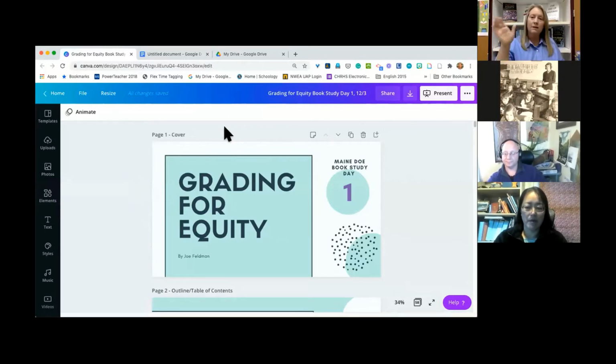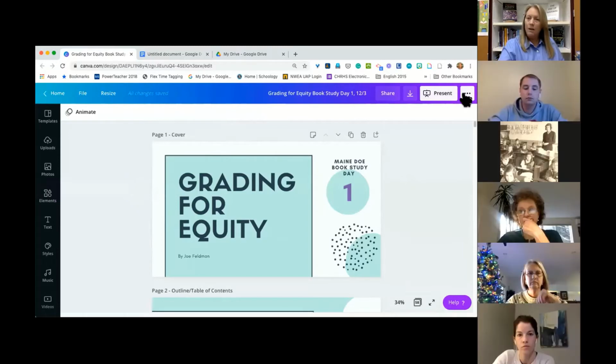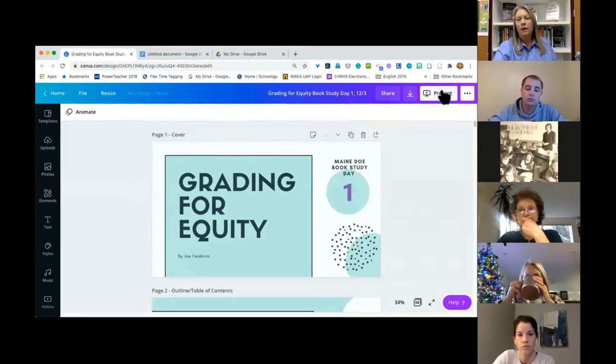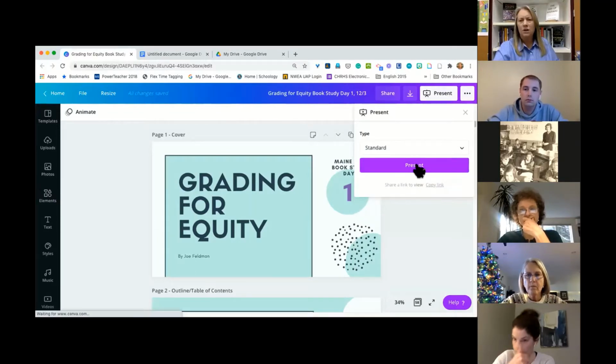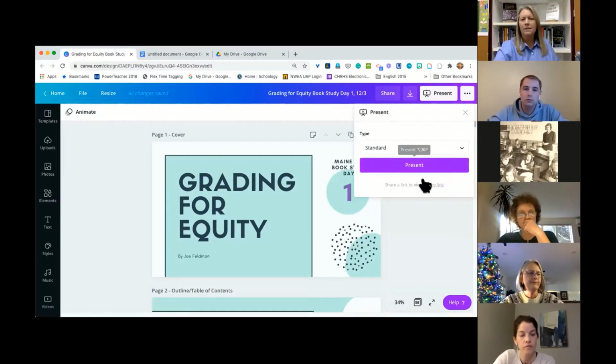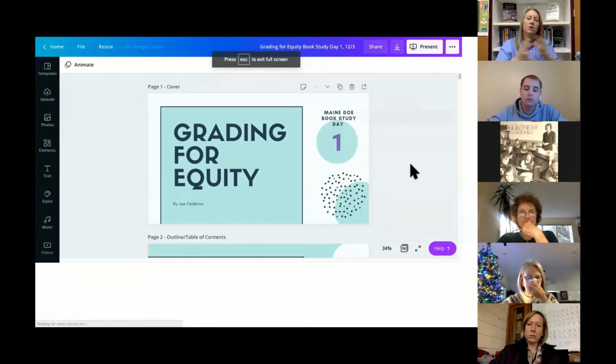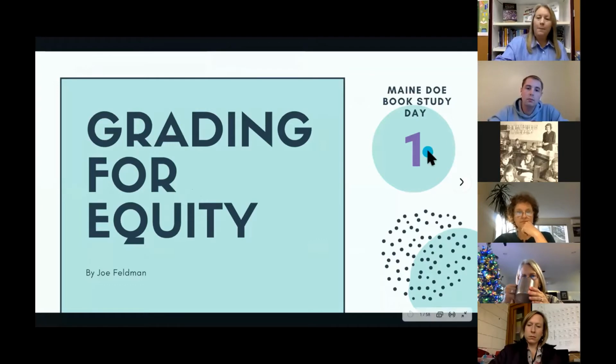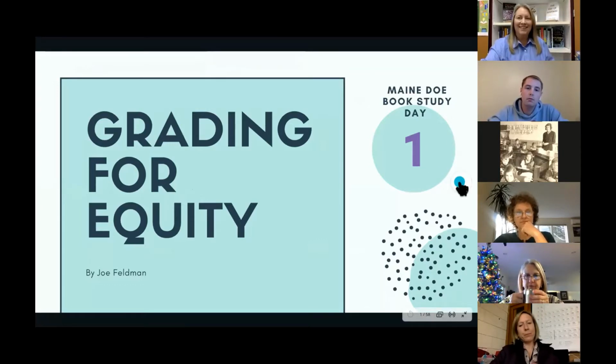And when I came across Grading for Equity last fall, I was just totally amazed and impressed with it. The information that's in this book is incredible and so much food for thought and things to try. It doesn't mean you have to do everything that is in this book, but there are just so many great suggestions as well as information to help us understand why we might consider changing some of our grading practices. So let's get going with it then.